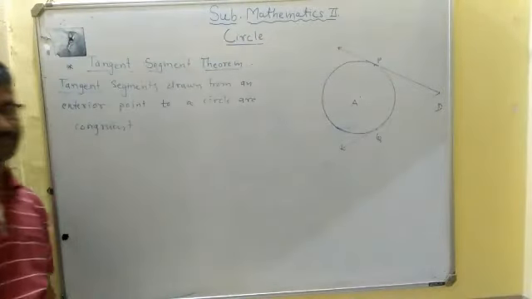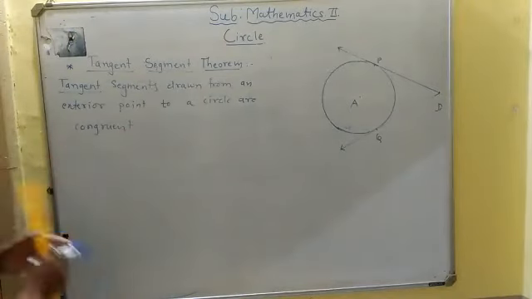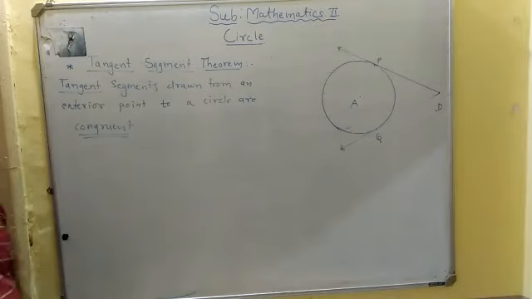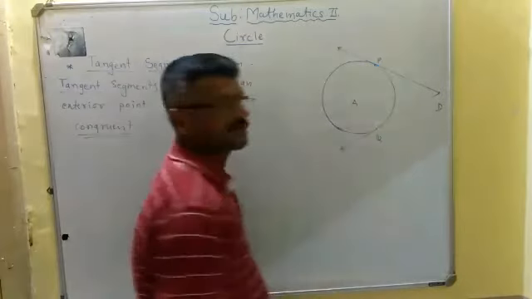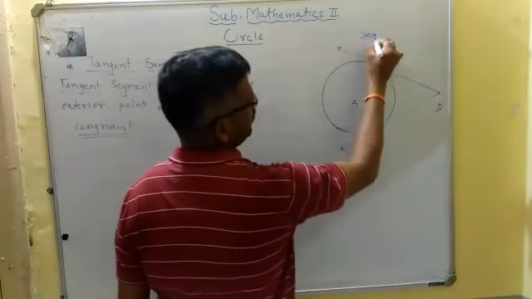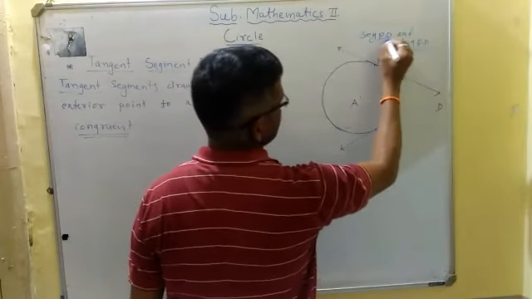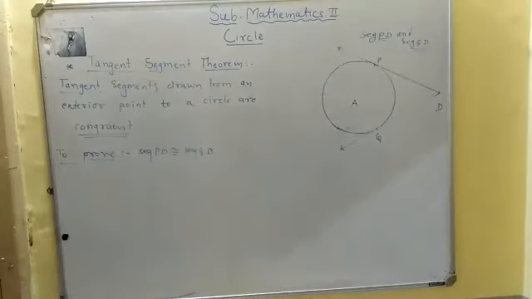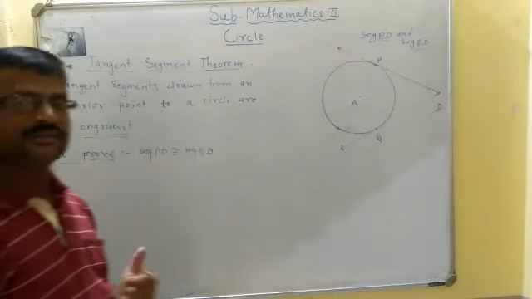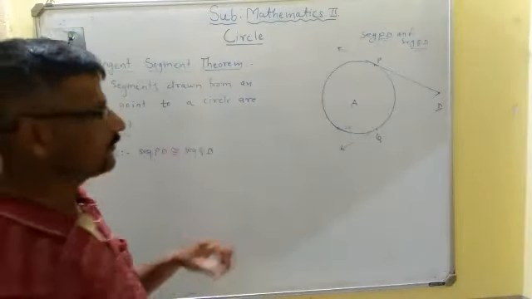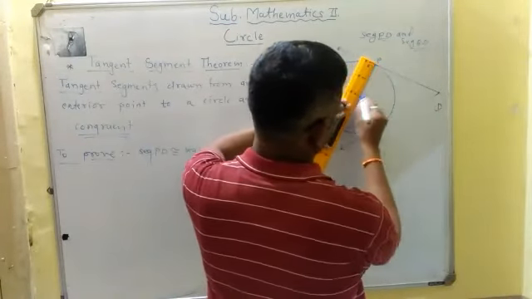That is our given. Now, what is to prove? To prove is that the tangent segments are congruent. Which are the tangent segments? The parts of the tangents between their common point and the points of contact, which are segment PD and segment QD. Now, how to prove this? With the help of the previous knowledge, the tangent theorem. What is the tangent theorem? A radius is perpendicular to the tangent at the point of contact.